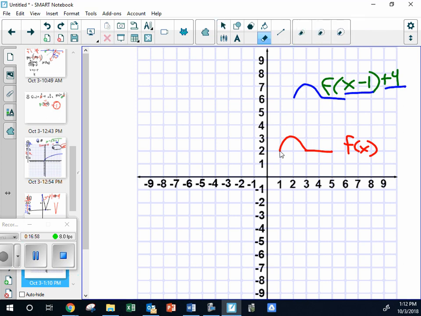What if instead of saying, hey, graph this one, what if they say, hey, what's a name for that one? If the red one's f of x, what's the blue one called?